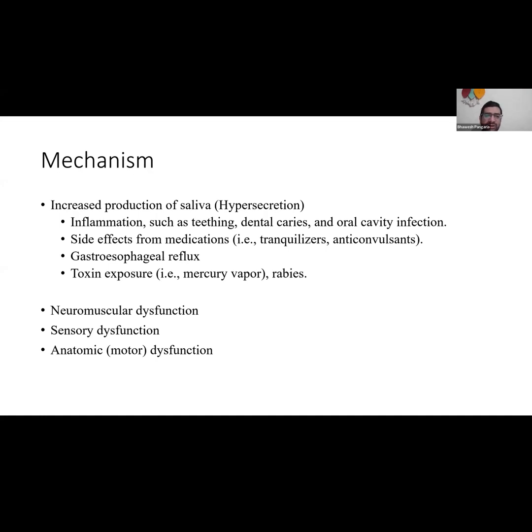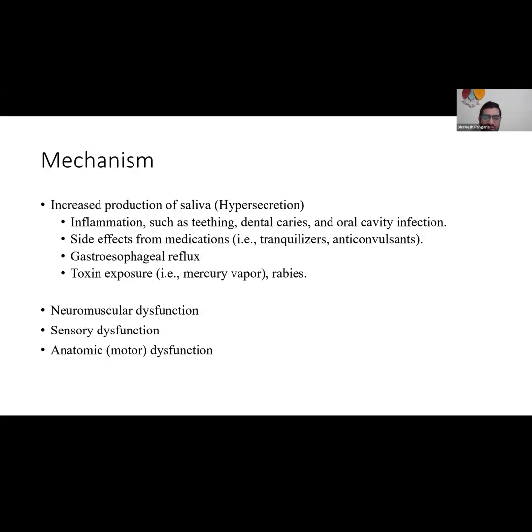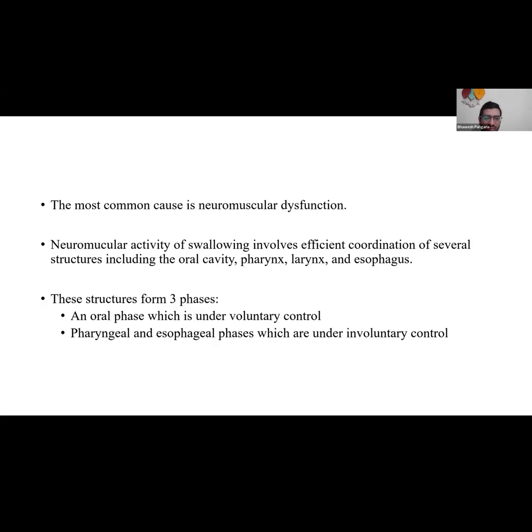Other than hypersecretion, the other causes are neuromuscular dysfunctions, sensory dysfunctions, and anatomic dysfunctions. Neuromuscular dysfunctions are the most common causes of sialorrhea. Neuromuscular activity of swallowing involves efficient coordination of several structures, including the oral cavity, pharynx, larynx, and esophagus. So if there is any deformity or any pathology in any of these structures, the swallowing reflex will be deranged, and the saliva is present in the oral cavity only, and it will trickle down out of the oral cavity.